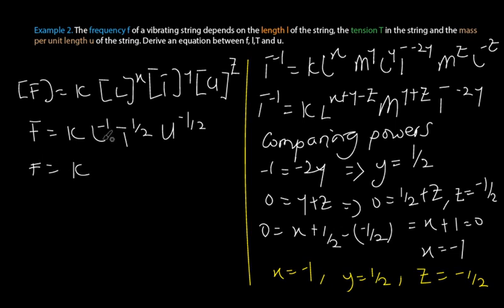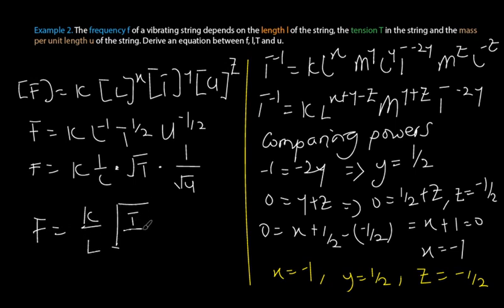K. And L raised to the power negative 1 is 1 over L. Okay, so times T power half is what? Root T, and then times this will be what? 1 over root mu. So if we further simplify this, we have K over L root of what? T over mu. Okay, so this is the relationship between the frequency of the vibrating string, the length, the tension, and the mass per unit length.